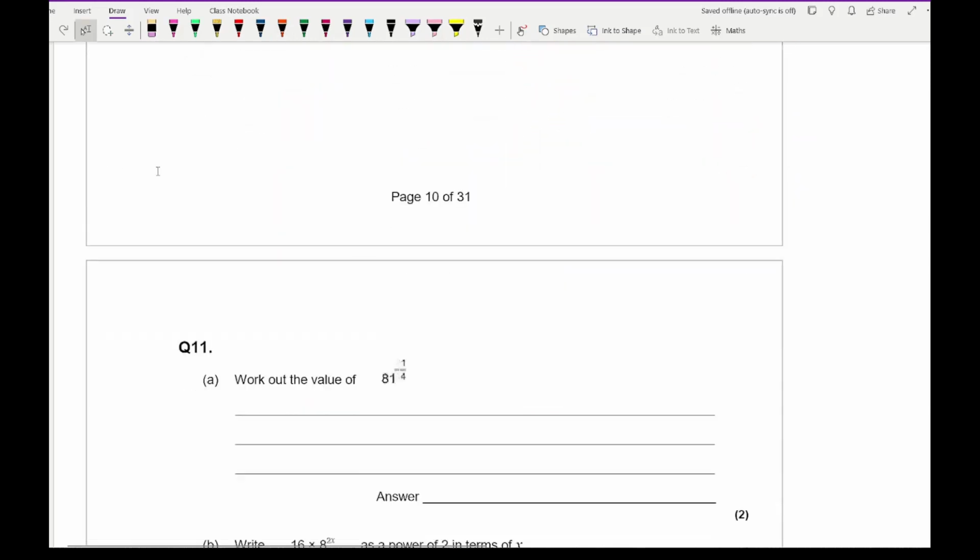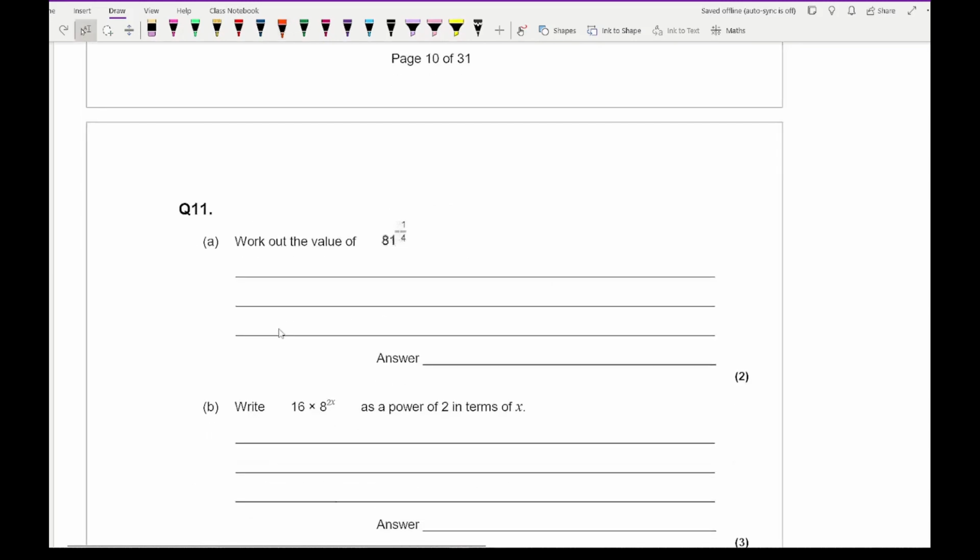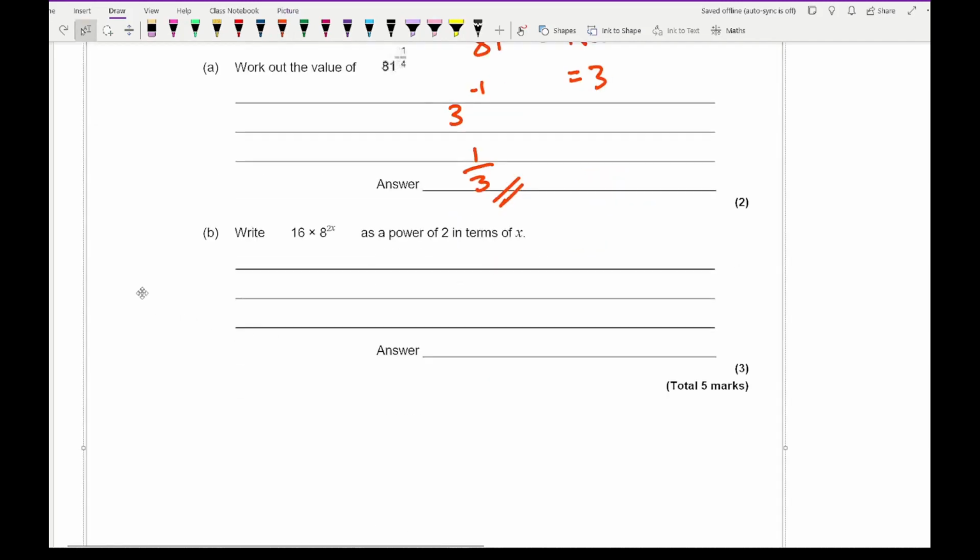Then moving on to question 11, it says work out the value of 81 to the power of minus a quarter. So again, 81 to the quarter is the fourth root of 81, which is 3. So then what I've got is 3 to the power of minus 1. So then it's 1 over 3. Then for question B, if you did write it as 0.3 recurring, as long as you've got the recurring, that should be fine, because the question doesn't specify how they want you to write your final answer.